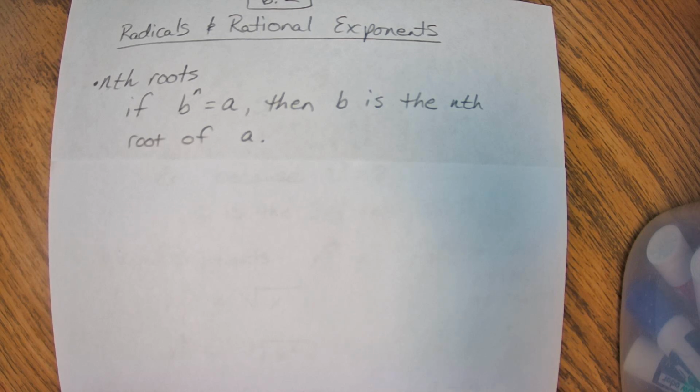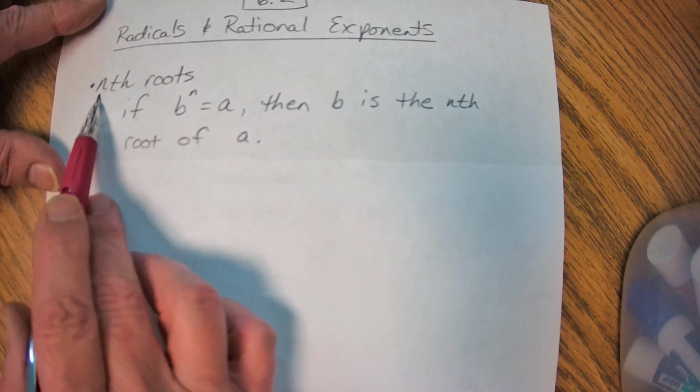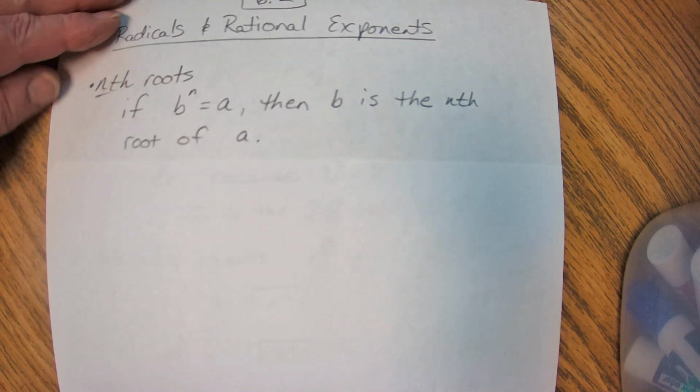In geometry, n refers to how many sides a polygon has. In a hexagon, n would be 6. So that's just what n refers to.